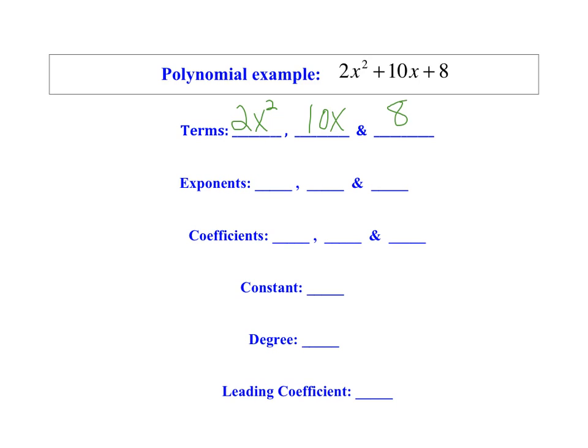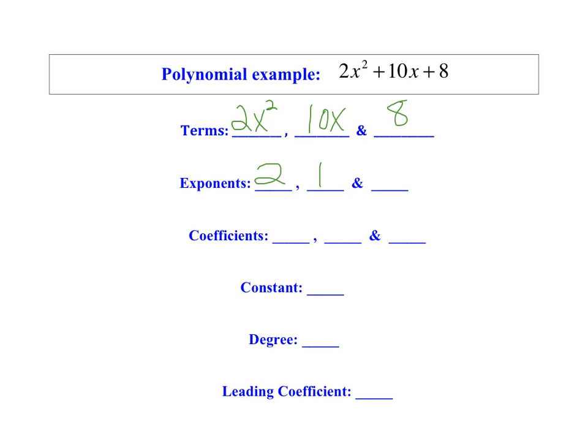Now, terms are always separated by an addition or a subtraction symbol. And a term may consist of a constant, or it may consist of a coefficient with a variable, or it can just be a variable. Next, let's write down our exponents. Now, our first term has the exponent of 2, and our second term, we don't see an exponent. That means it's an invisible 1.